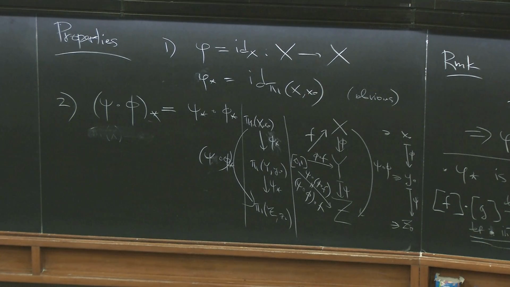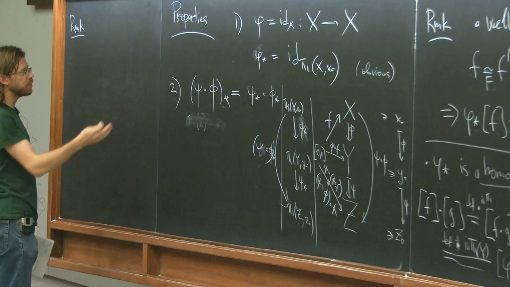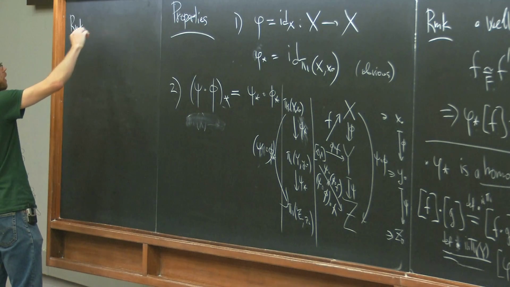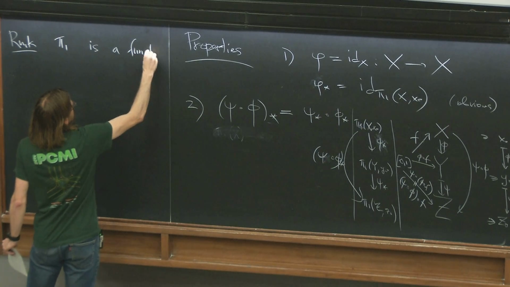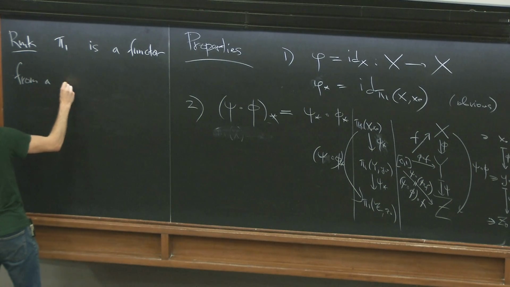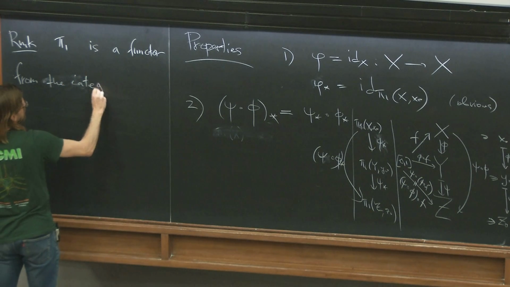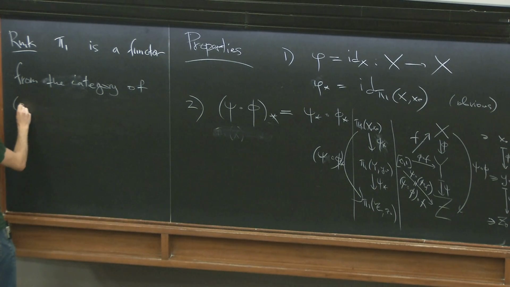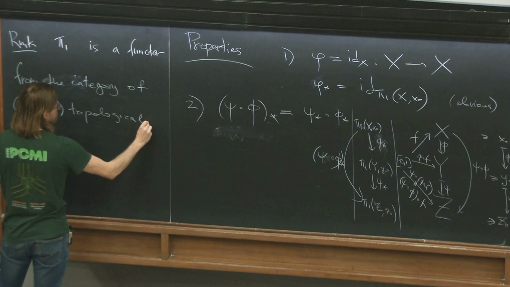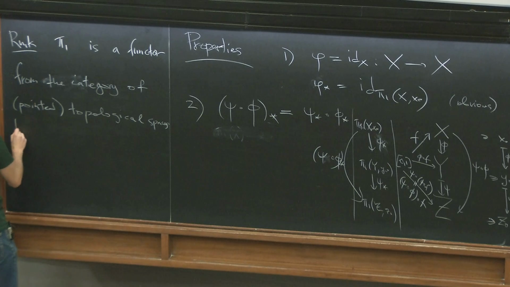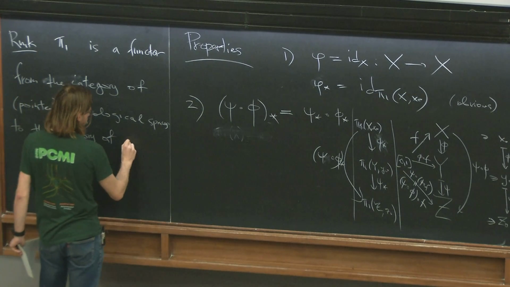So for those, let me make the following remark. If you're familiar with category theory, these statements can be understood as the following fact, that pi1 is a functor from the category of, to be precise, pointed topological spaces to the category of groups.